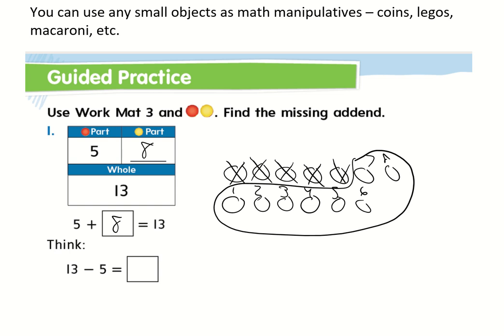and I can always double check it. If I have 8 plus 5, I know if I count up 5, so I have 8, 9, 10, 11, 12, and 13. That one does work. So we know that 13 minus 5 is 8. And if I'm thinking addition on this way, I know that 5 plus 8 equals 13, because those are the 2 smaller parts that equal the whole down there on the bottom.